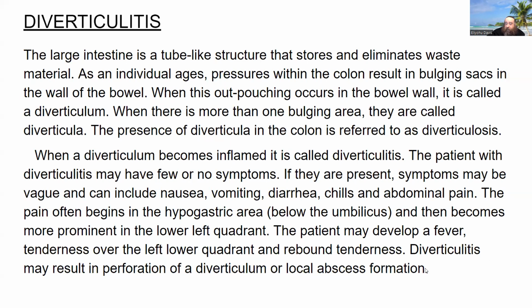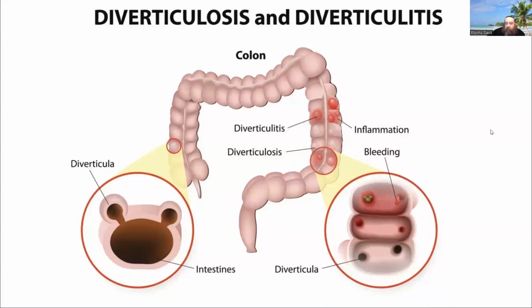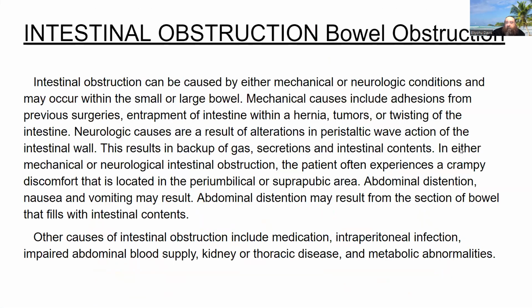Diverticulitis may result in perforation or abscess formation. So here we go. Picture. Here's a diverticula. All right. It also has a very strong odor, right? The stool has a strong odor, and it's either bright red or maroon. Bright red blood can be many things. But yes, there will be bleeding, with a strong odor. Bowel obstruction or intestinal obstruction.